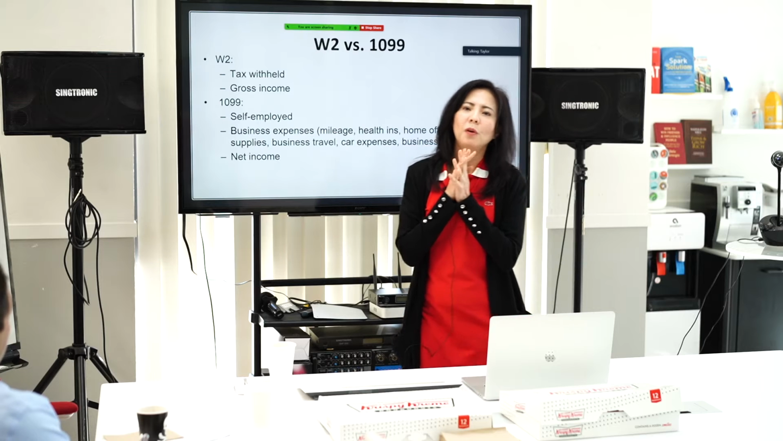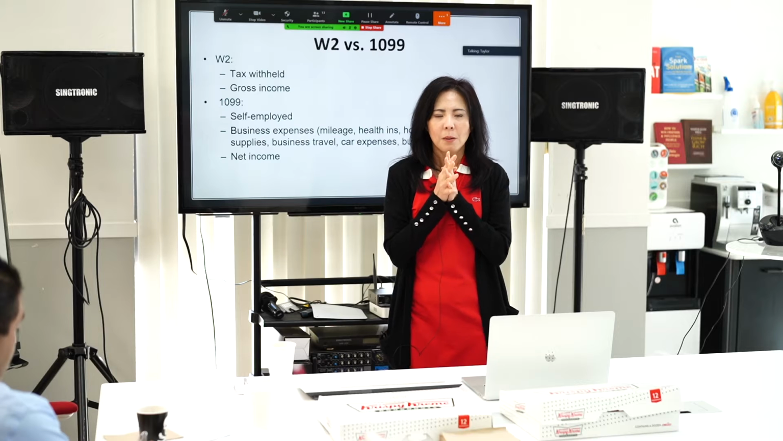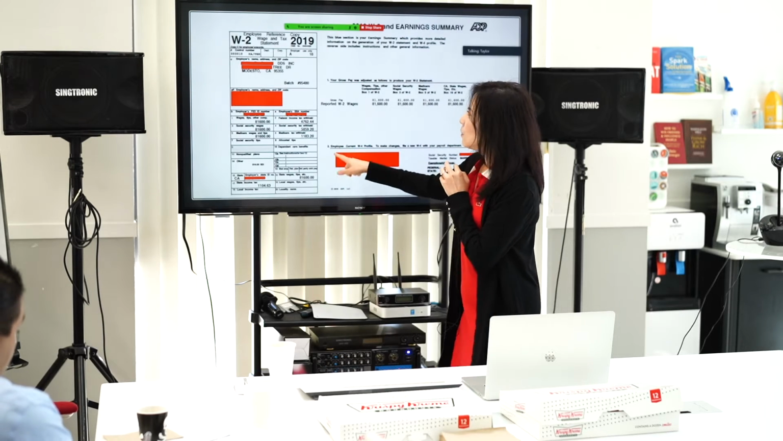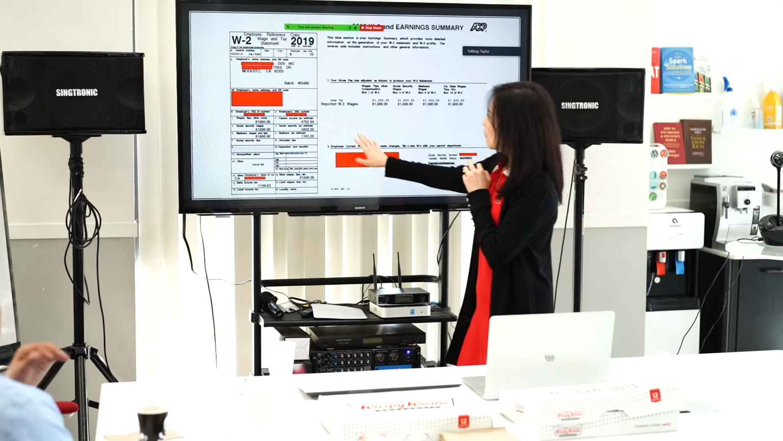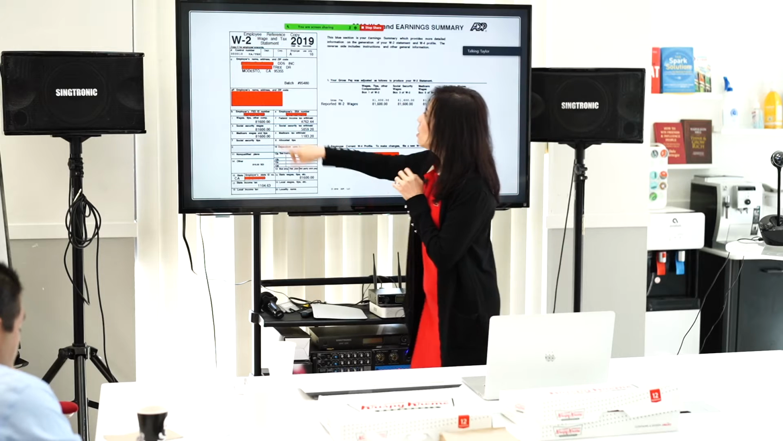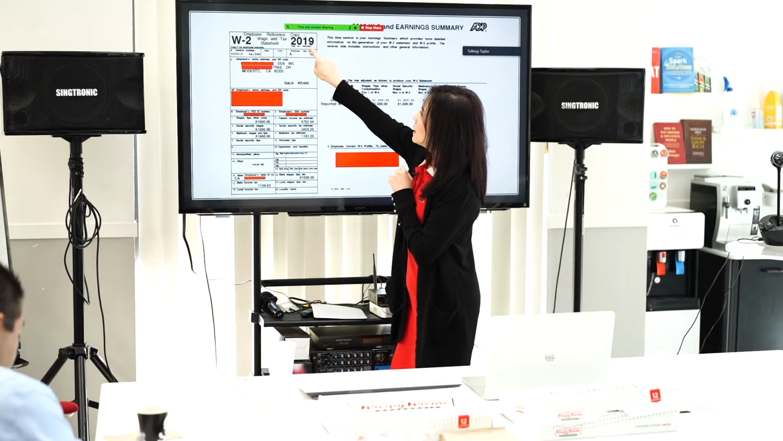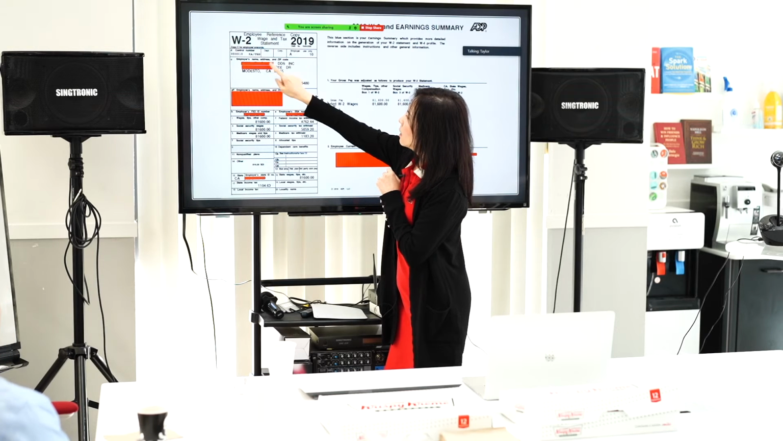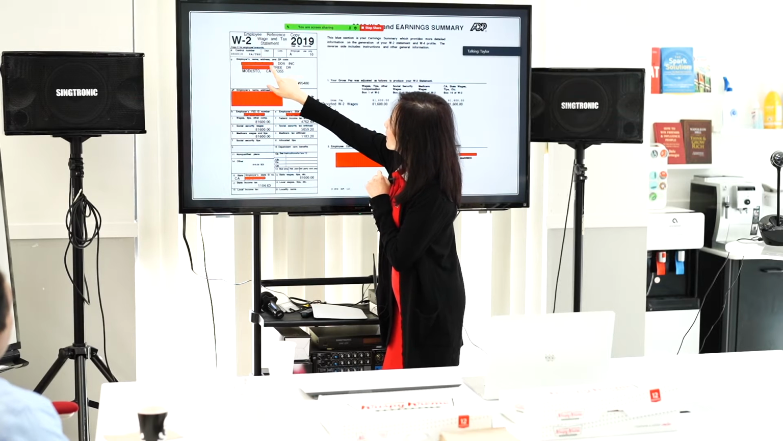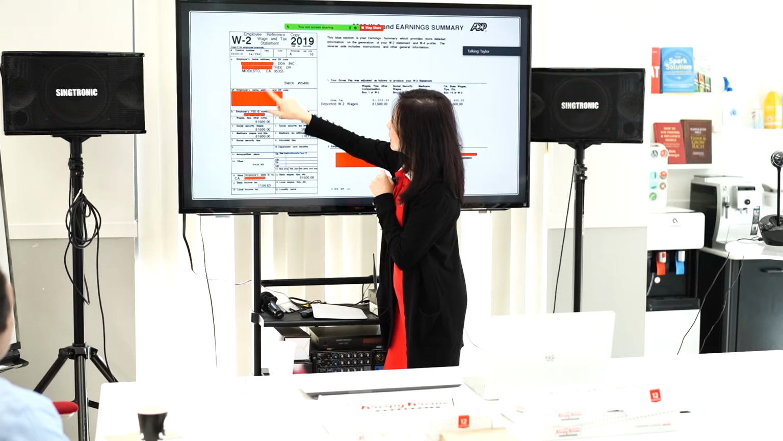The W-2 form shows the tax withheld, but the 1099 doesn't. This is the W-2, the real W-2. And you see, here is 2020, 2019, and this is the borrower name and address. Actually, this is the company, the company name.